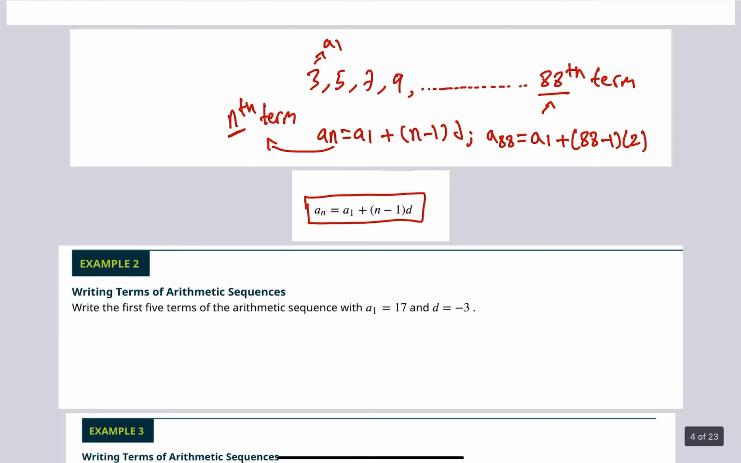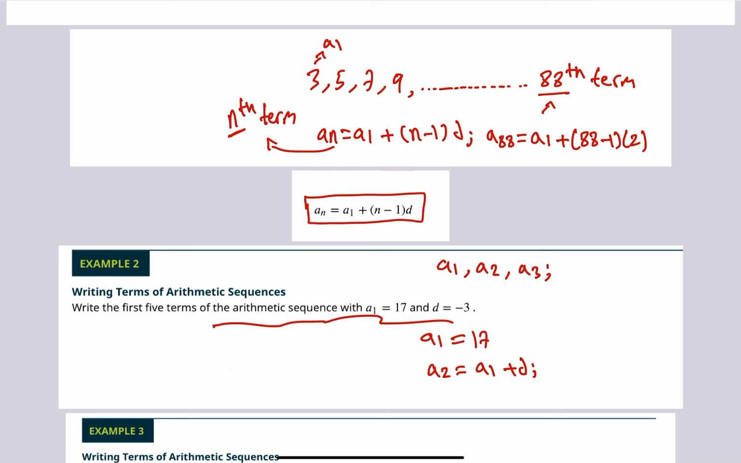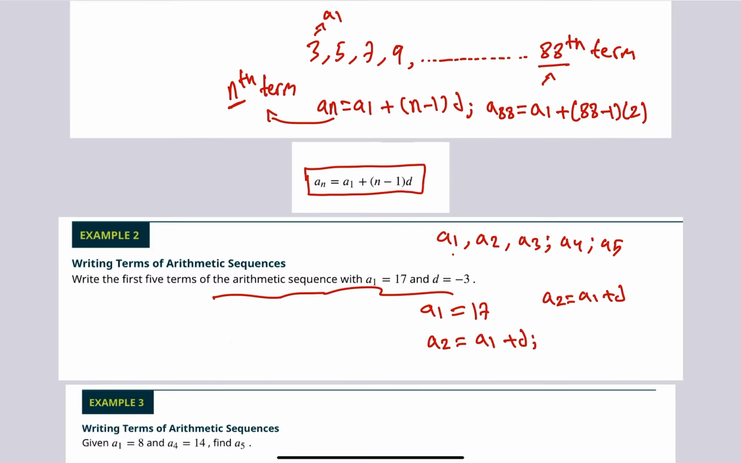Now, they're asking us to find the first 5 terms of the following arithmetic sequence. You can do this yourself. Actually, let's do it together. A1 equals 17. What is A2? Well, it's simply A1 plus d, right? How do I do this? Remember, because A1, A2, A3, A4, and A5, we're just adding d to the previous term, right? So A2 would be equal to A1 plus d. We're just adding d. So let me explain this. Let me explain what the arrow means.